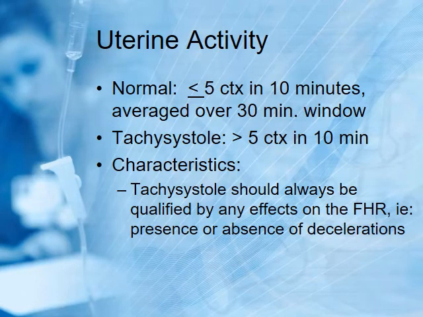The uterine activity, it is normal to have less than or equal to 5 contractions in 10 minutes, averaged over a 30-minute window. We will go through some slides on this, so don't panic. Just make some notes. If we are seeing in a 10-minute window more than 5 contractions in that 10 minutes, she has what's called tachysystole. She's contracting too often.